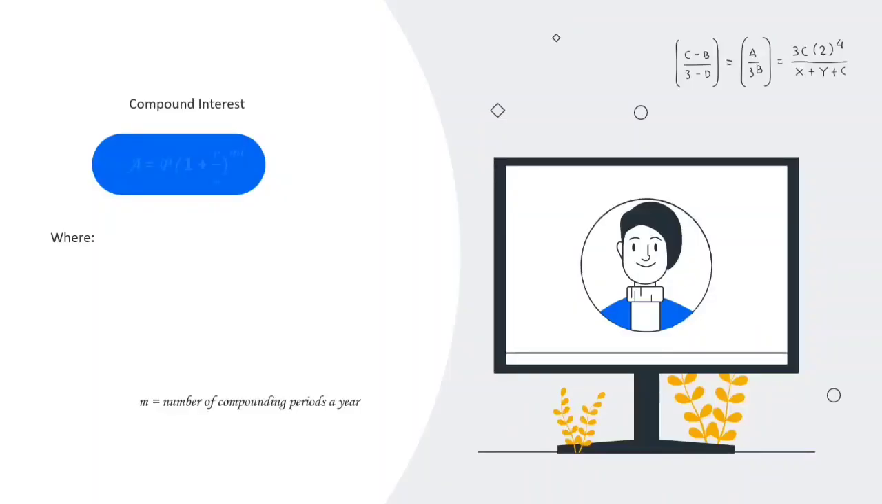Now here's the formula for compound interest. That's A is equal to P, open parenthesis, 1 plus R divided by M, close parenthesis, raised to the power of MT, where A pertains to the future value. P, of course, is the principal amount.